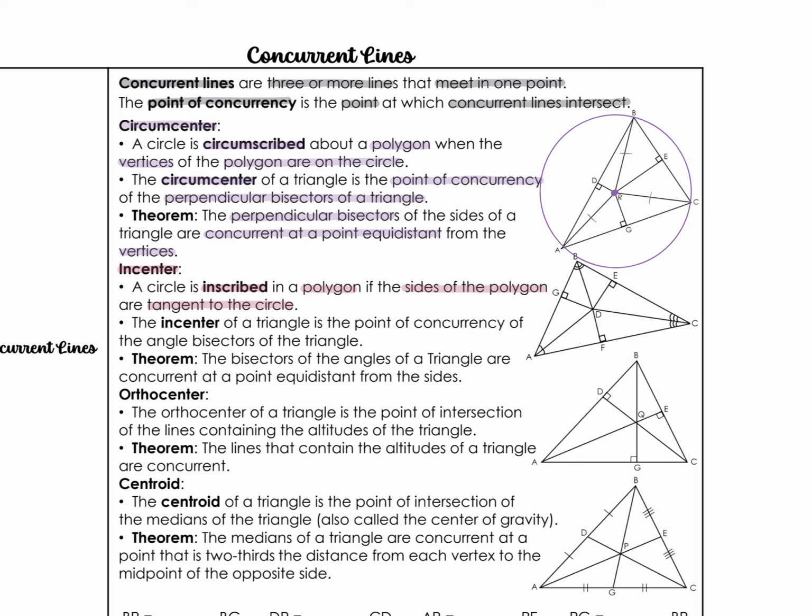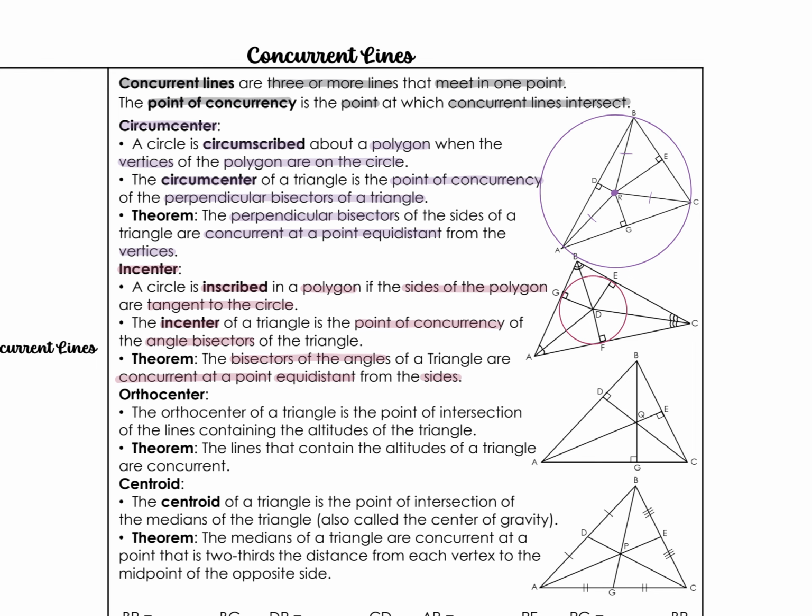Okay, so I'm going to pause the video real quick and I'm going to draw so that we have an inscribed circle here. All right, so this is what an inscribed circle would look like. And so going back to what we have, the incenter of a triangle is the point of concurrency of our angle bisectors in the triangle. So there is a theorem that goes with this one. And so the bisectors of the angles of a triangle are going to be concurrent at a point that will be equidistant, so same distance from the sides.